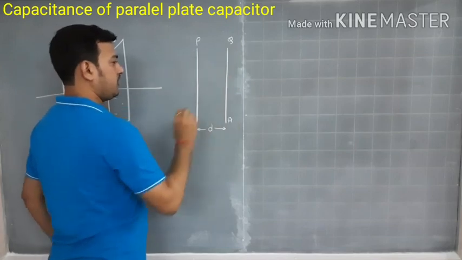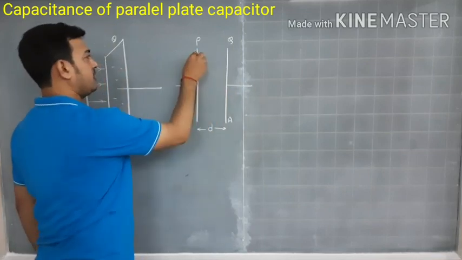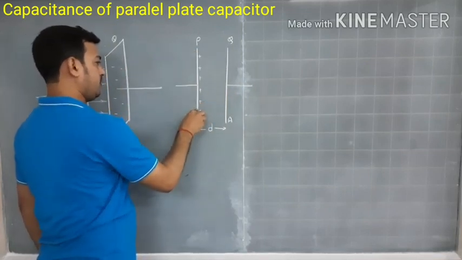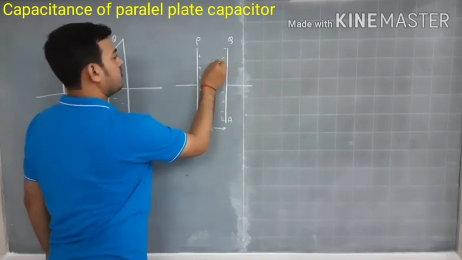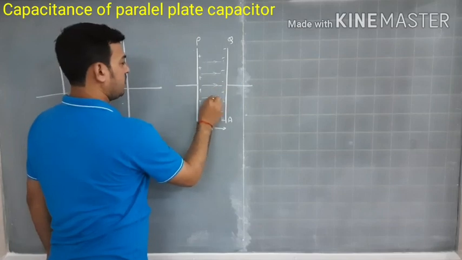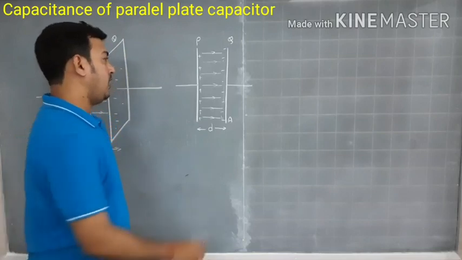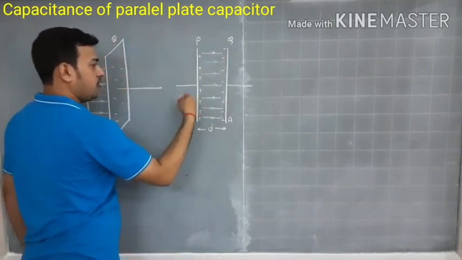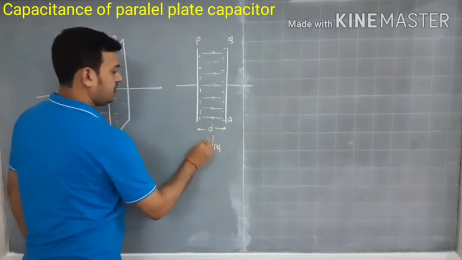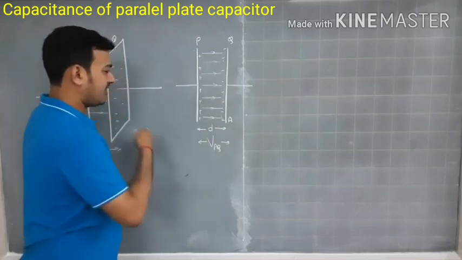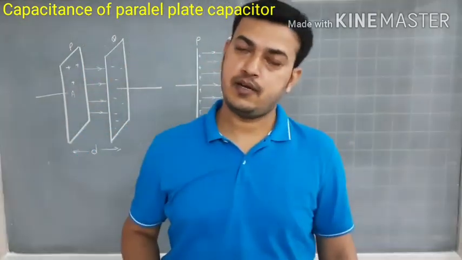The area of each plate is A, and these are the wires. If I provide the charge, then it will uniformly distribute, as we have discussed, and most of the field will localize between the plates, and this field will be uniform. If these are two plates, then in the presence of charges on the plates, a potential difference, say V_PQ, will be set up between the plates, and such an arrangement is called a parallel plate capacitor.